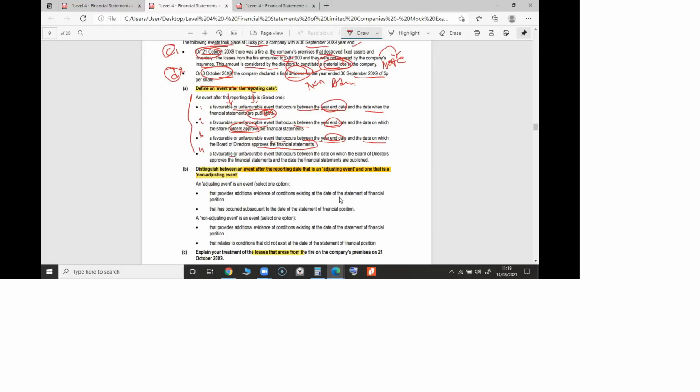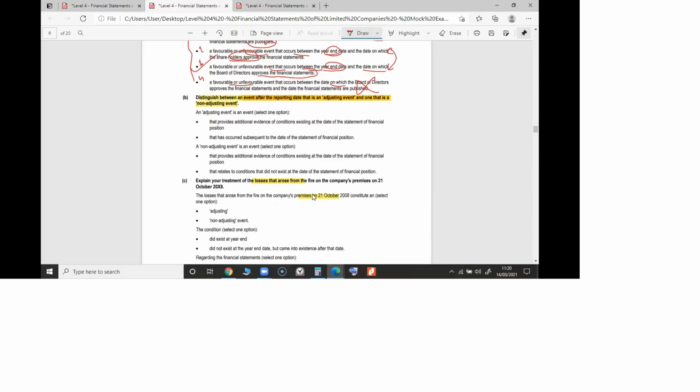Let's read the last one. Favorable, unfavorable occurs between the date on which the board of directors approve the financial statement and the date of, no, this is definitely not. You can have a dilemma between these two. Directors, they approve; they have the authority to do it. Shareholders have the voting rights, but not the approval right of the statements. Okay, so 3 is the answer. Definitely, we'll check the answer in a minute.